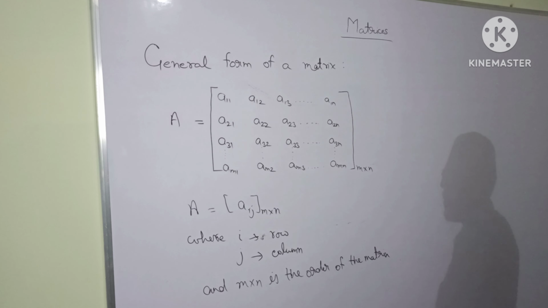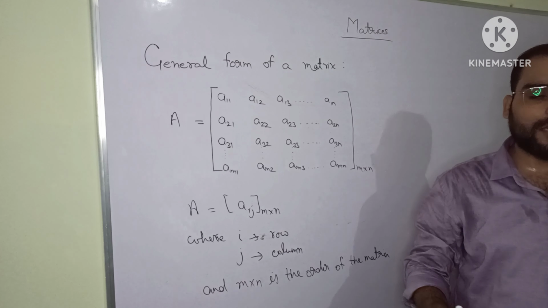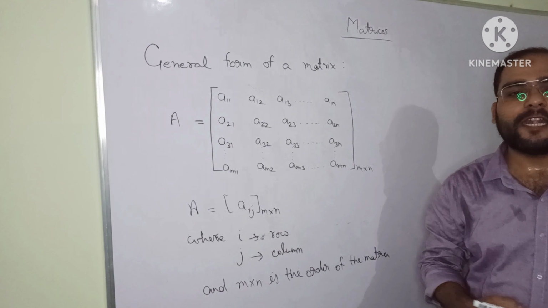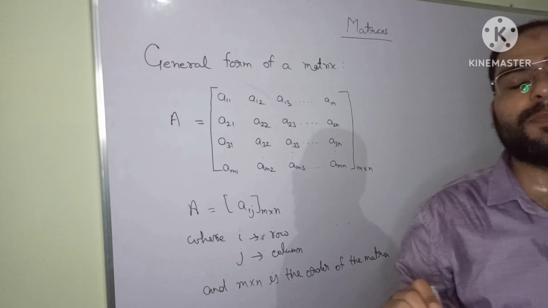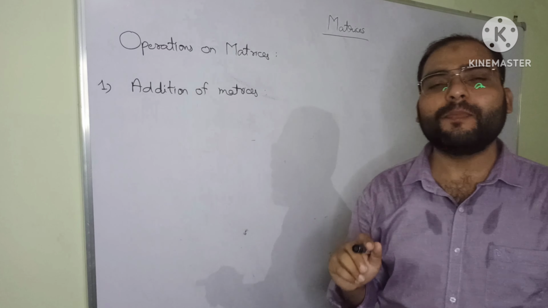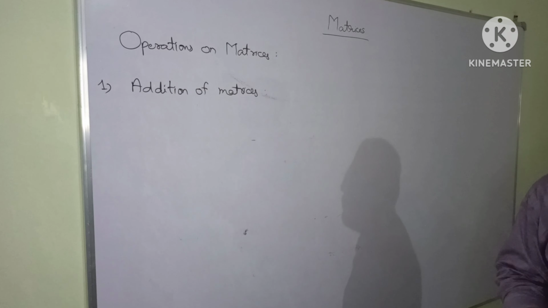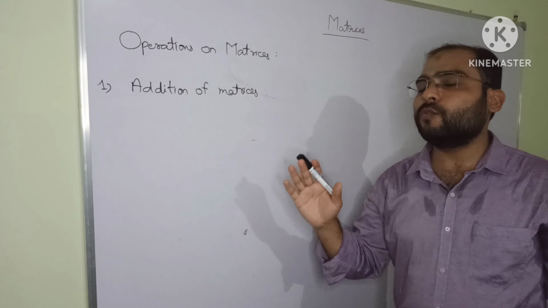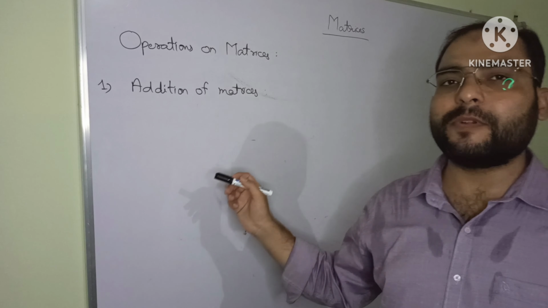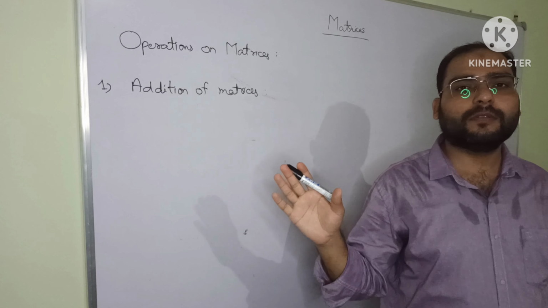Now, in the next part I will explain the different operations that are applicable on matrices: addition, subtraction and multiplication of matrices. So, operation on matrices. Any two or more matrices can be added or subtracted if and only if they are of the same order.